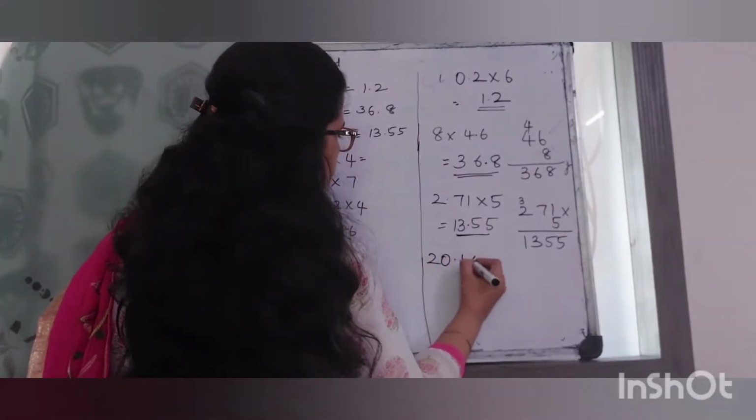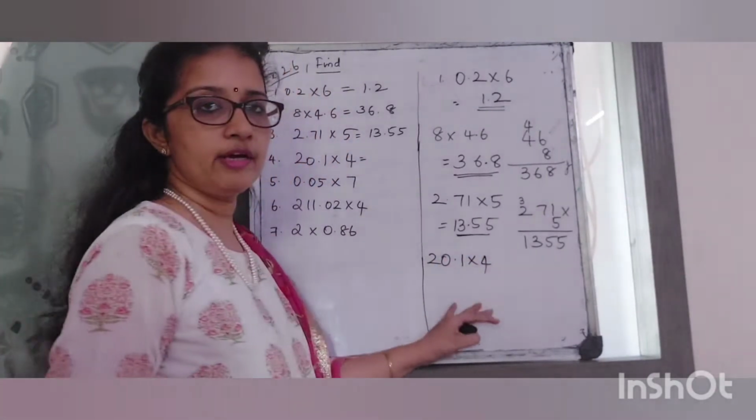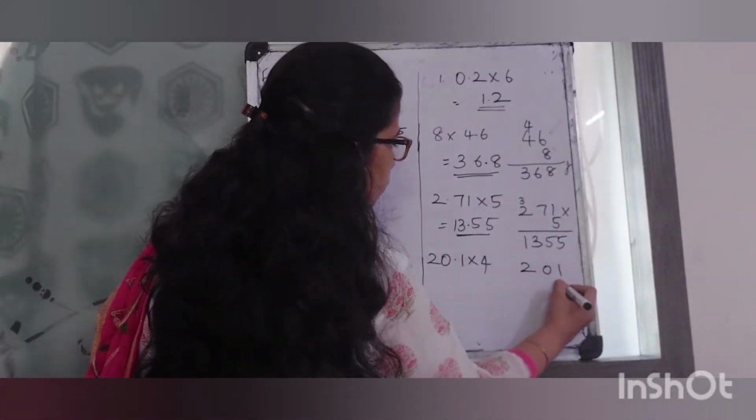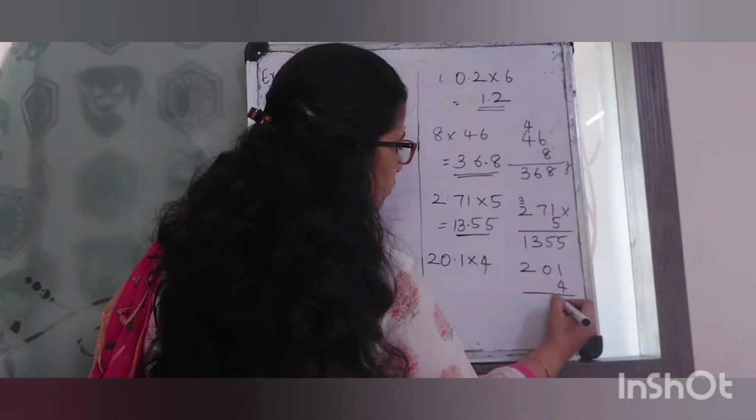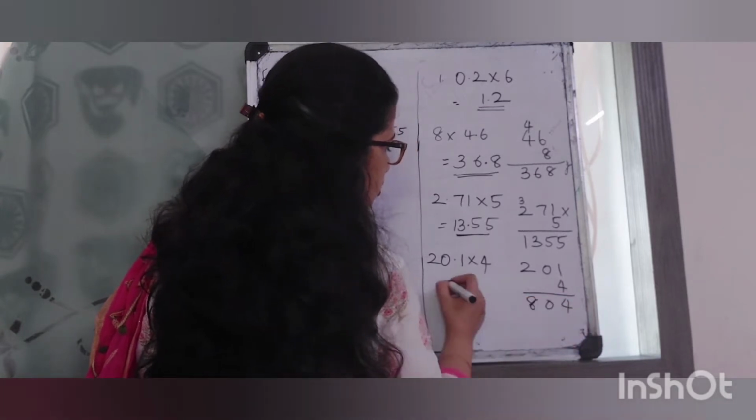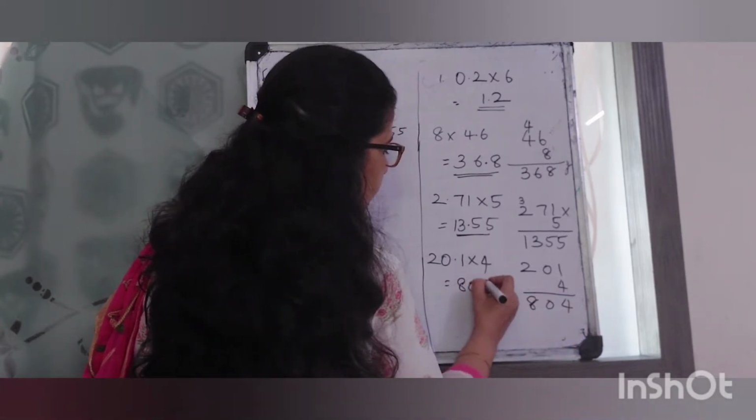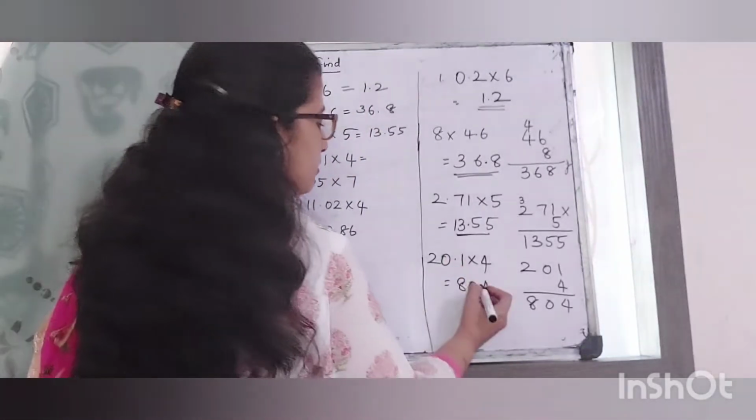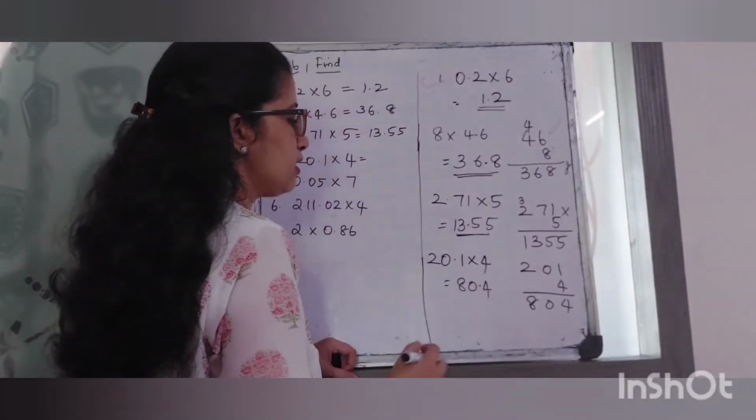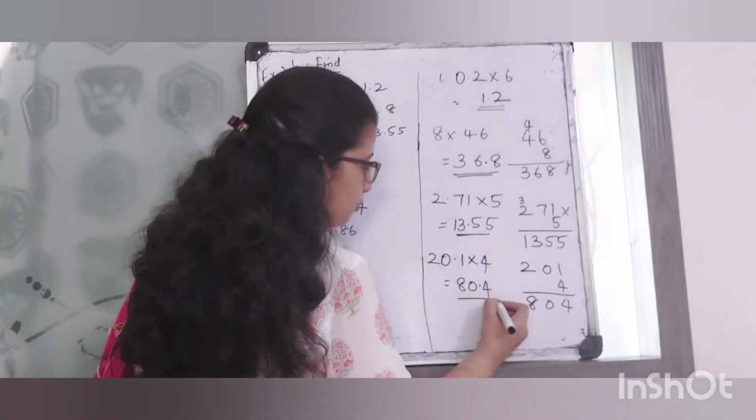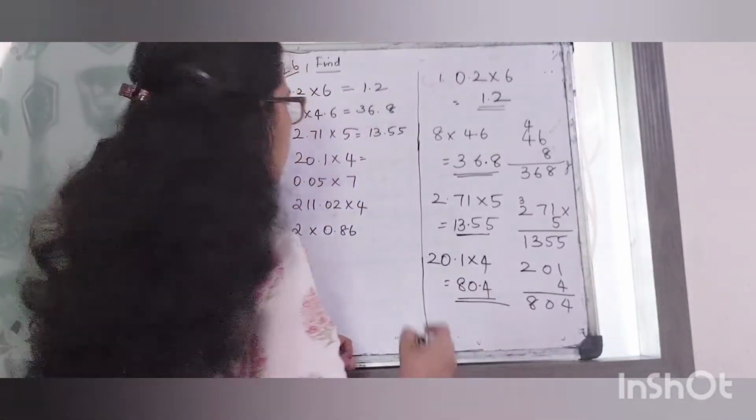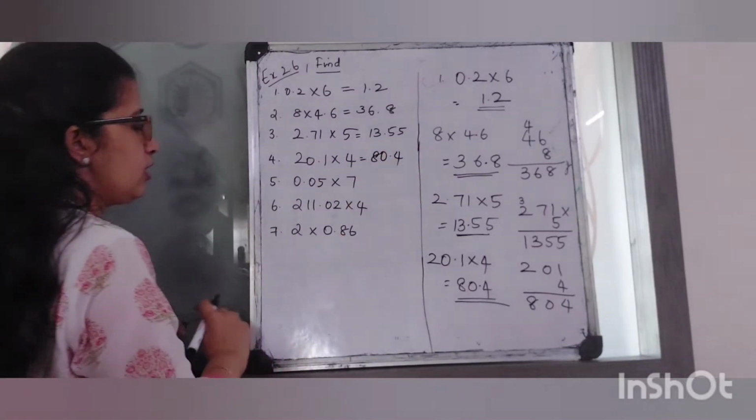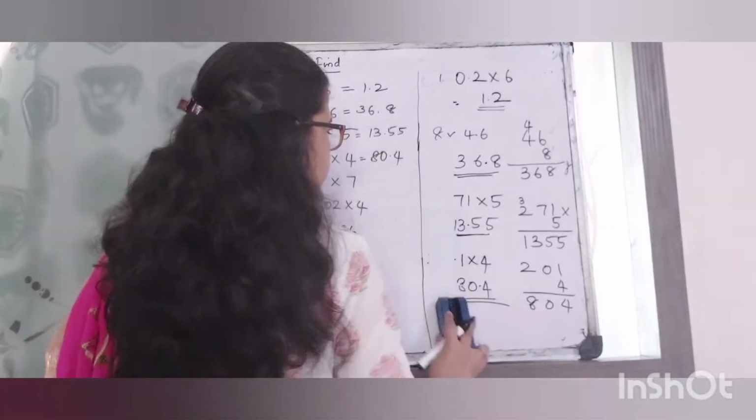20.1 into 4. Here also directly multiply 201 into 4. 804. Now where should we put the decimal point? Here. Okay. So the answer is 80.4. Okay. 80.4. Now take the fifth problem.